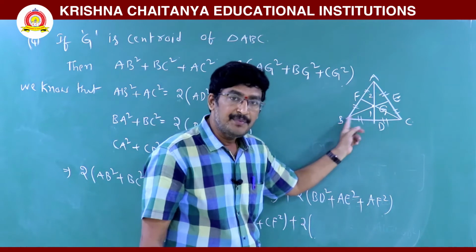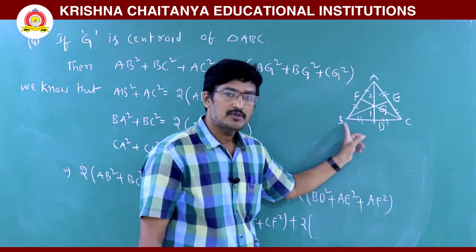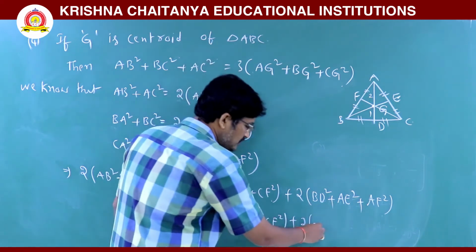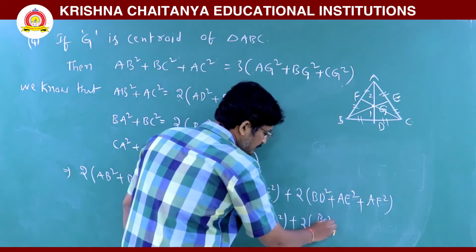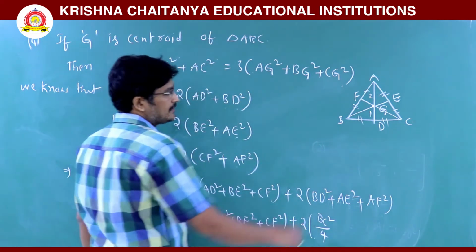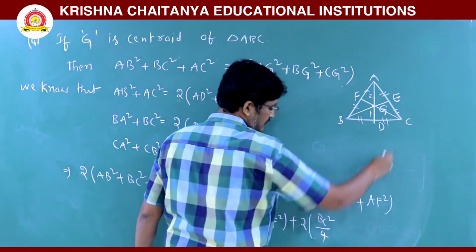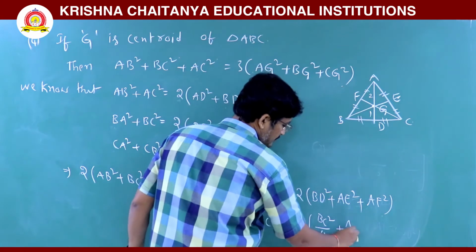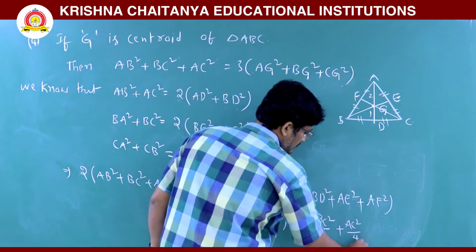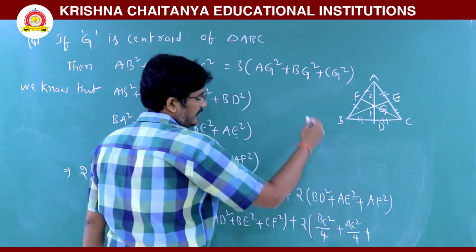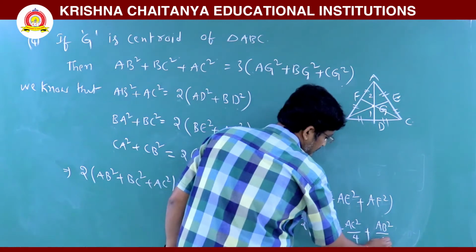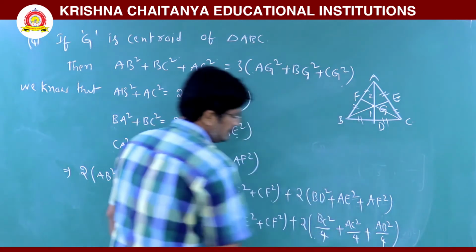You know what about BD? BD is half of BC. That means BD is equal to BC by 2. So BC by 2 whole square, it is BC square by 4. What is AE? AC square by 4. Plus what is AF? AB square by 4.